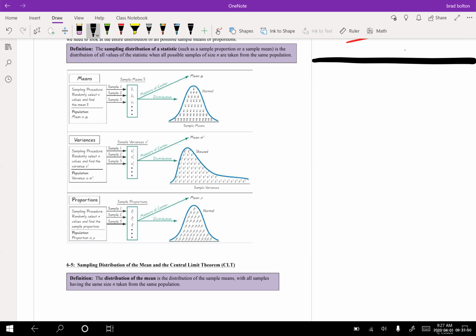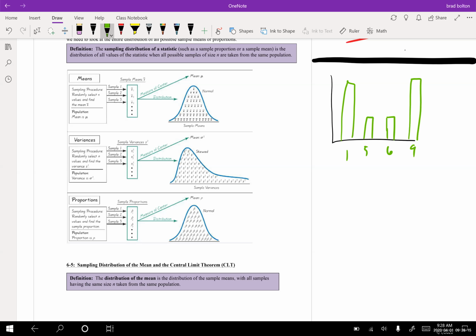let's suppose we had some kind of distribution. And let's say that this was a 1, this was a 5, this was a 6, and this was like a 9 or something. I don't know. Basically, we don't know how many of each or anything like that. But as you guys can see, this is not a normal distribution, not in any way, shape, or form, okay?